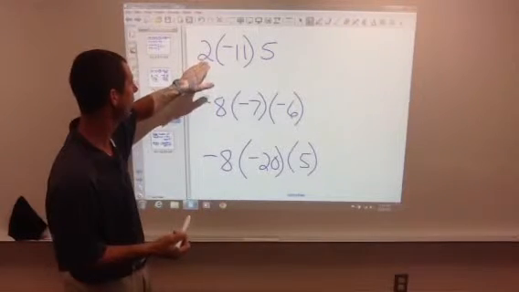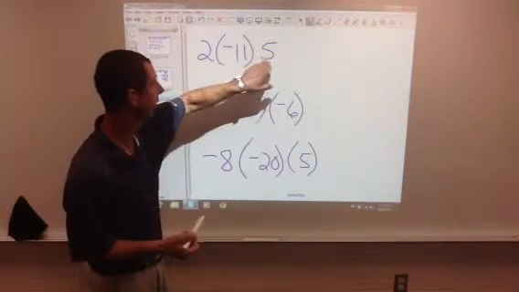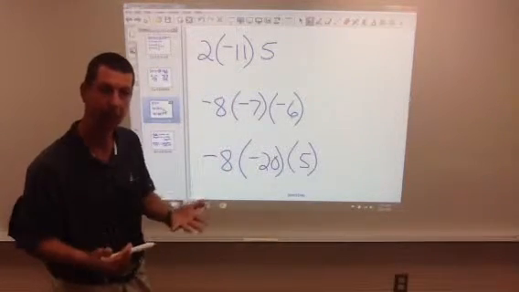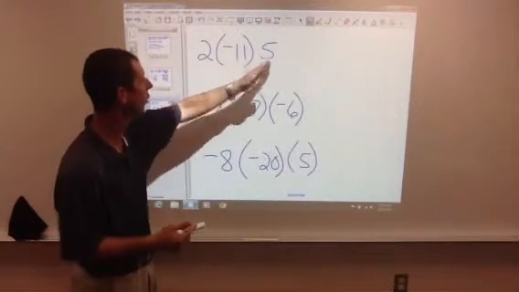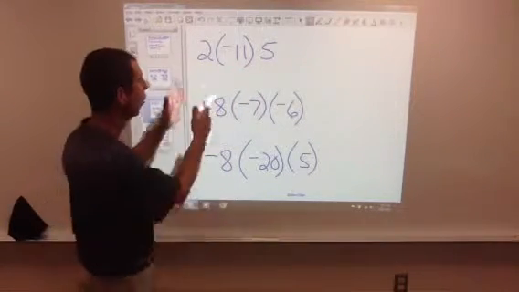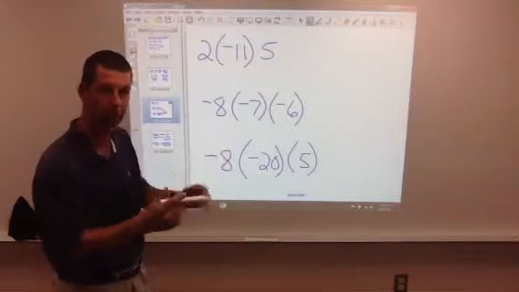Okay, so here we have 2 times negative 11 times 5. No operation signs in between the numbers, that means multiply. Usually 1 or 2 of the numbers will be in parentheses to just help keep it neat and to know that those numbers don't run together.